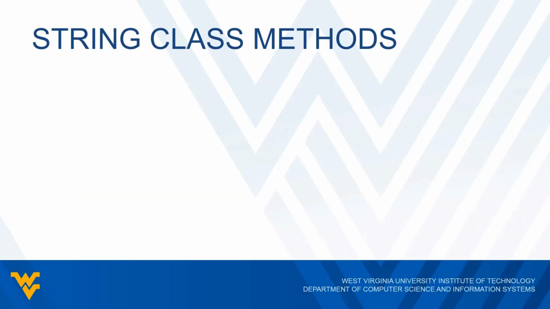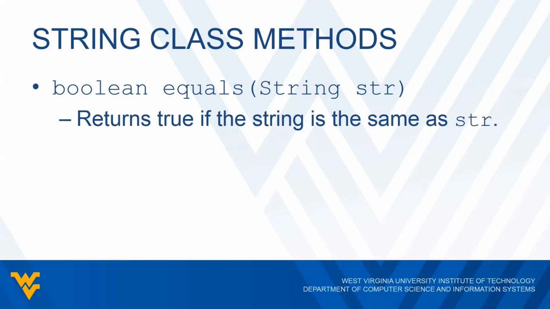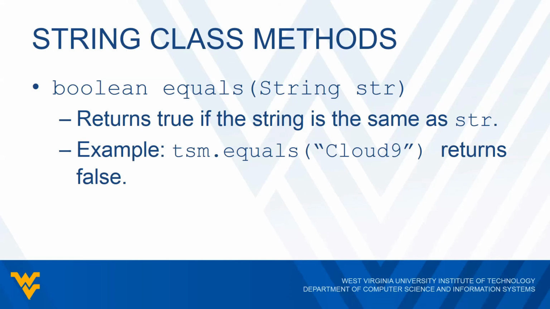We'll now take a look at the equals method. What this simply does is it returns true if the string is the same as what we have in our parameter, or str. So this is very similar to our compareTo method, except it just returns whether or not the string is equal. It returns true if they are the same, returns false if they're different. So if we use our example, if we do tsm.equals(cloud9), this is going to return false because the two strings are different. TSM is a completely different string from cloud9.